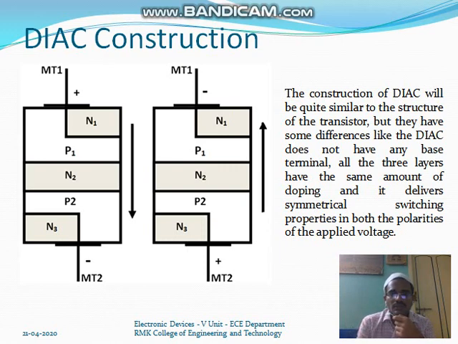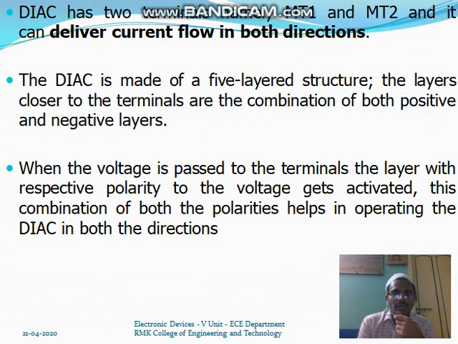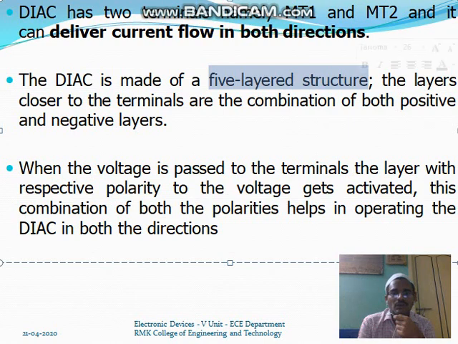Now here we can see it has N1, P1, N2, P2, N3. So you can count how many layers it has. So 1, 2, 3, 4 and 5. So DIAC has 5 layers. Now DIAC is a 5 layered structure. It has 5 layers. Okay.